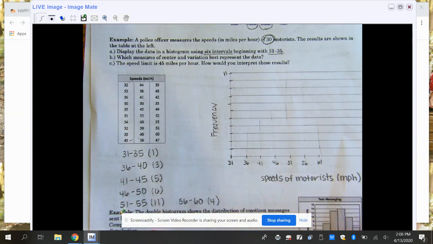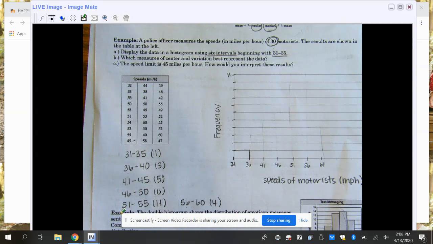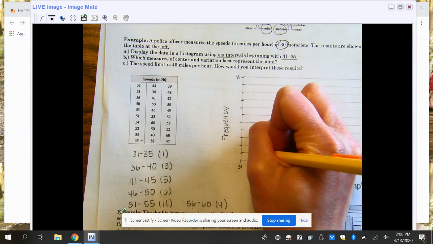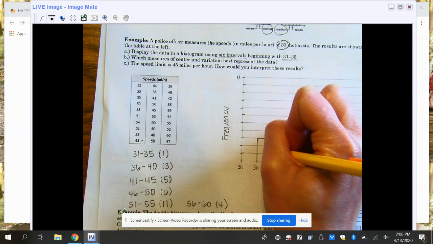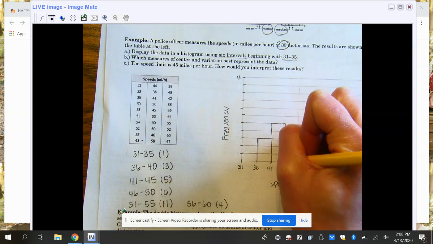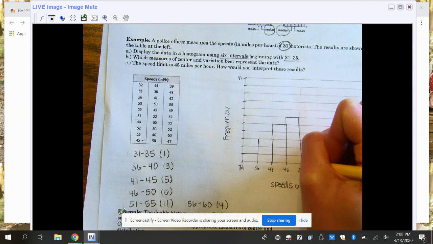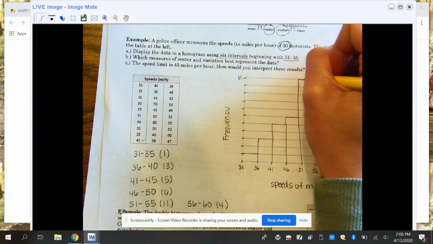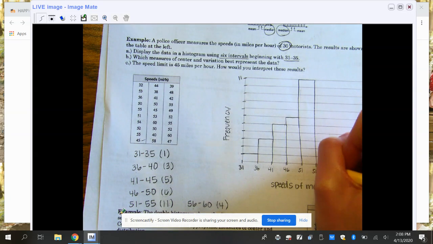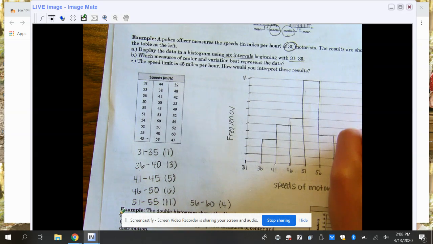And so then there was only one person going between 31 and 35 miles per hour. 3 in my next interval. 5 in my next. 6. 11. And 1, 2, 3, 4.